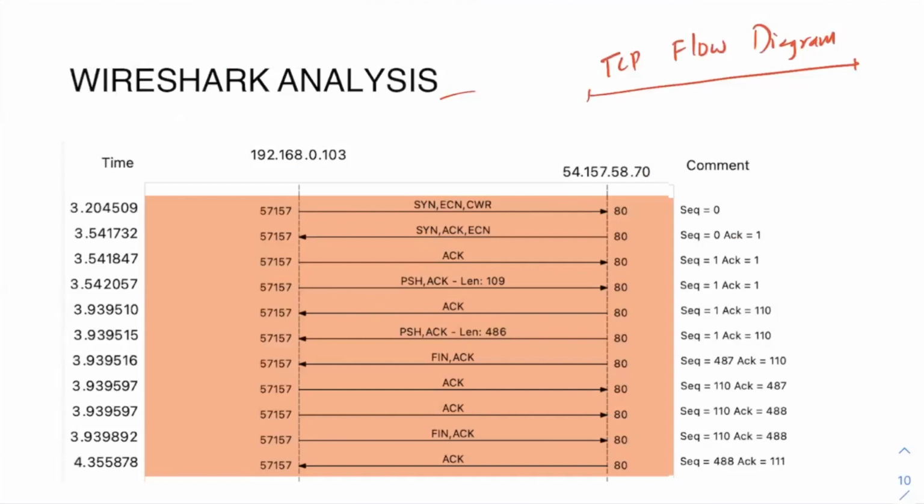If you see here, of course, the first 3 steps will be the TCP three-way handshake. You can see the SYN flag set here. You can see the SYN ACK flag set in the second request. In the third one, the ACK flag is set. So ignore this CWR and ECN flag for now. And after that, the client sends some data because the length is 109 here. That means the client is sending some data in this packet.